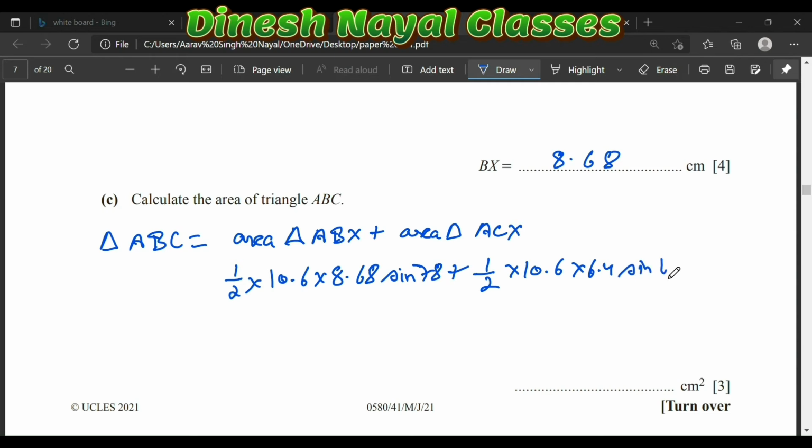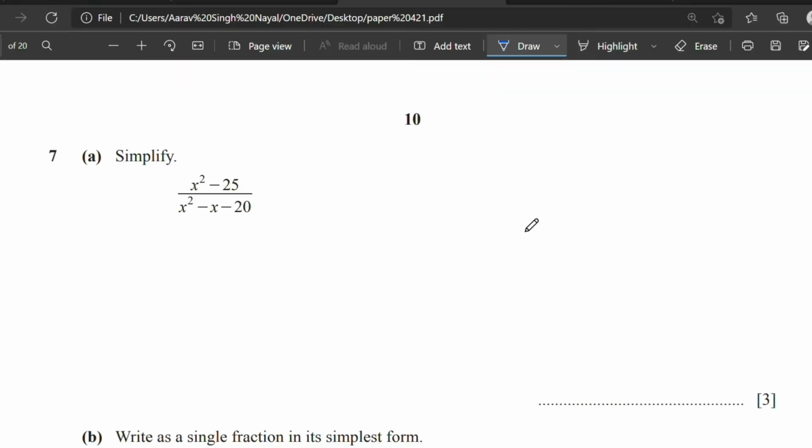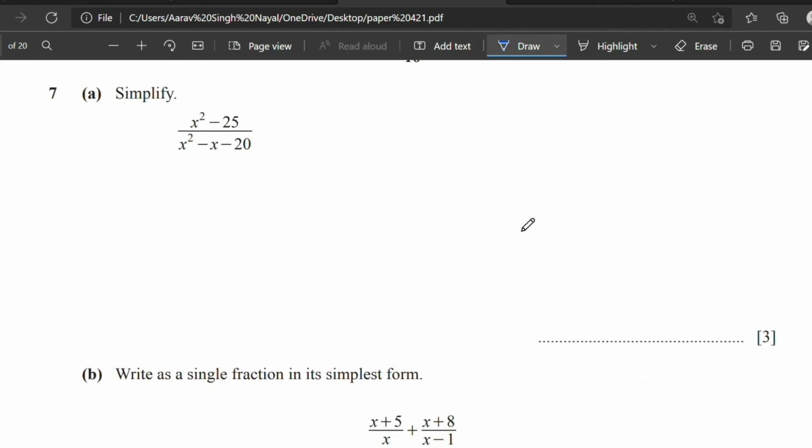sine 102. Now substituting this value in calculator, you get the area of this as 44.99 and area of this triangle as 33.18. So adding them will be 78.17. So the total area of triangle ABC is 78.17 centimeter square. Next question, simplify x square minus 25 upon x square minus x minus 20.